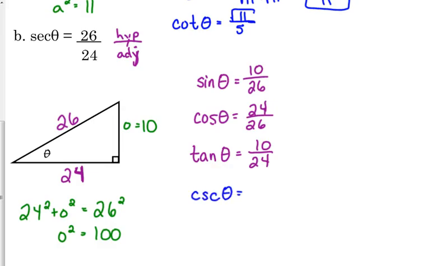Then we've got cosecant. Cosecant is the reciprocal of sine. So flip sine over, 26 over 10. Secant was what was given to us. And then cotangent, flip over the tangent, 24 over 10.